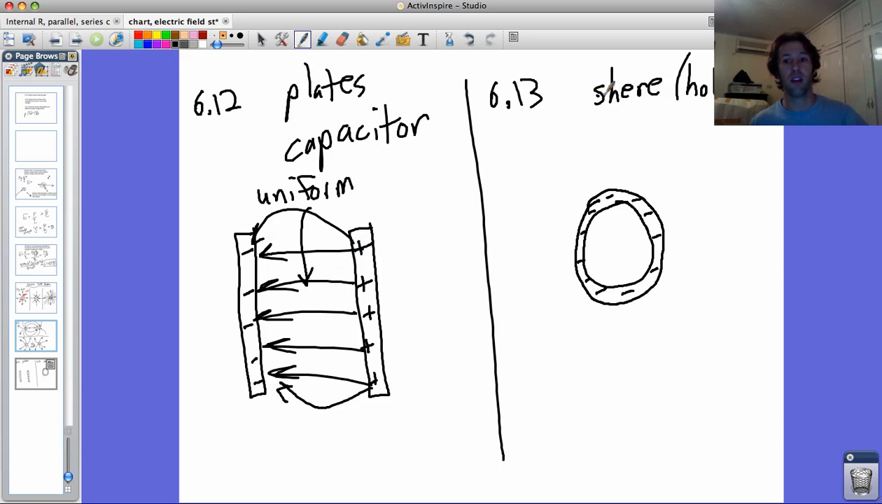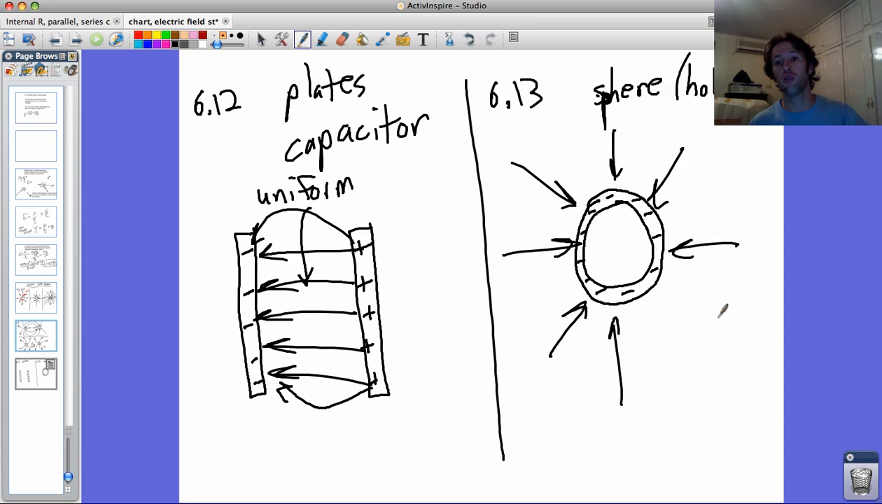If you have a sphere, and it's hollow, you treat it like a point charge with field lines going in towards it. But what's important to know is that inside any metal cage, there is no field.